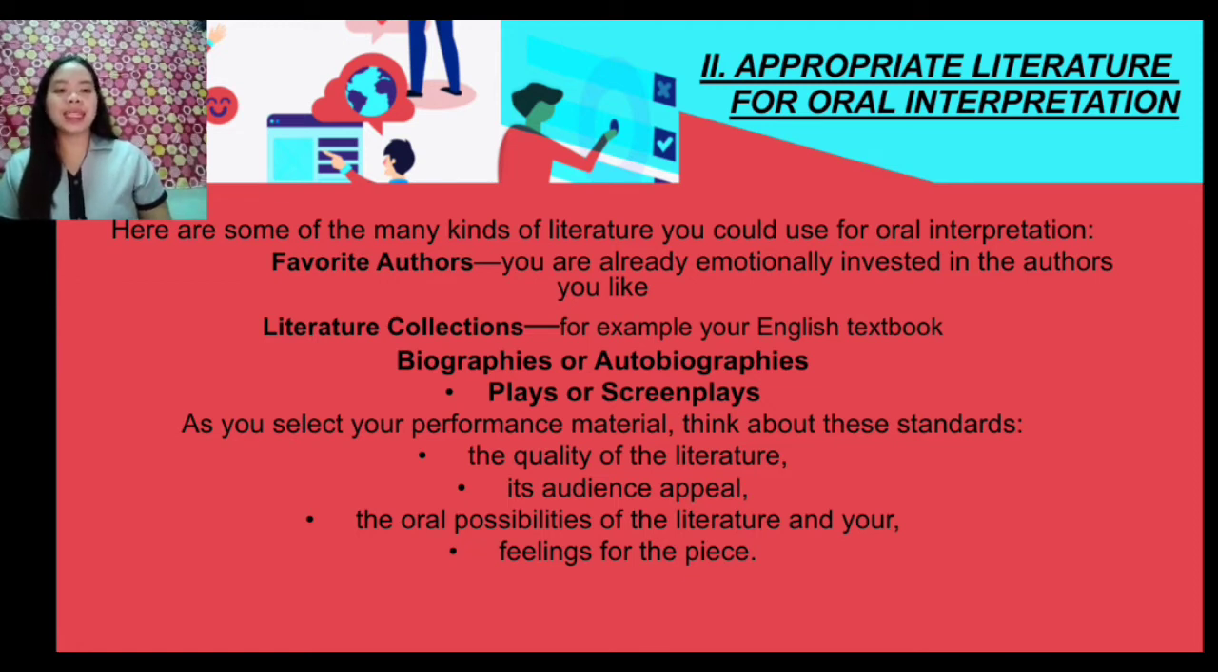So first is the quality of the literature. So good literature has certain characteristics. It has a theme that connects the reader or listener to common human experiences such as love, anger, joy, and pain. So for the second one, we have there the audience appeal.